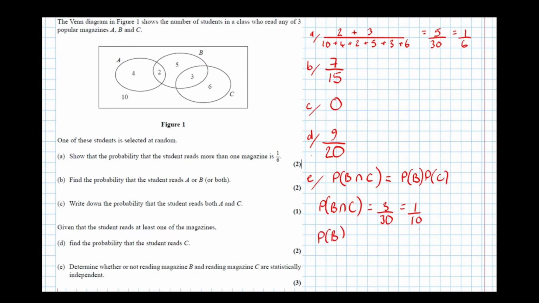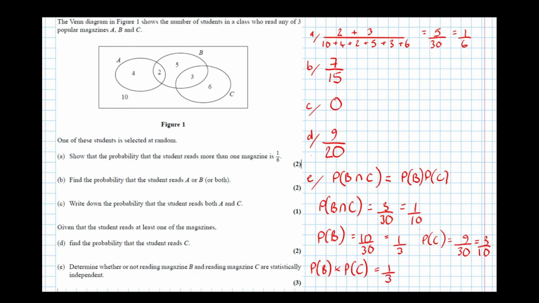Probability of B equals 10 out of 30 equals 1/3, and the probability of C is 9 out of 30, which is 3/10. So let's check that B intersection C, whether it's equal to probability of B times the probability of C.